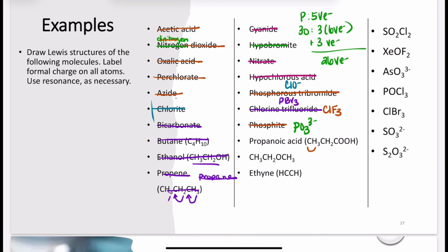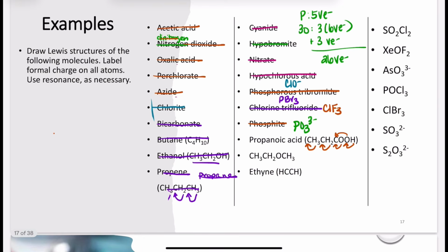Propanoic acid, another organic compound. So again, hydrogen's connected to the carbon, hydrogen's connected to the carbon, oxygen and oxygen connected to carbon, hydrogen connected to oxygen. How do you know? Practice. Carbons connected to each other. So I've got 3 carbons in tow. One of those carbons has 3 hydrogens attached to it. One of those carbons has 2 hydrogens attached to it. One of those carbons has 2 oxygens attached to it. And one of those oxygens has a hydrogen attached to that.